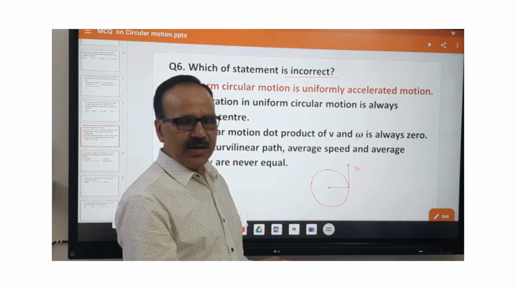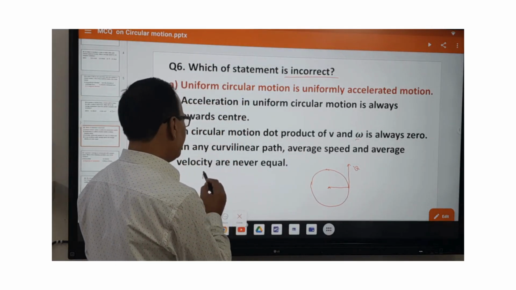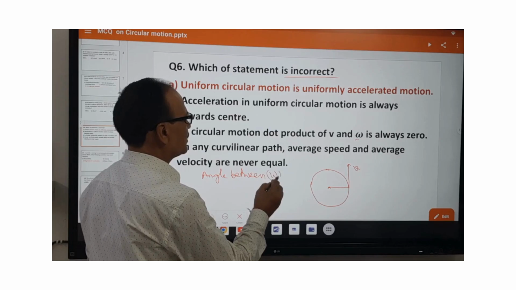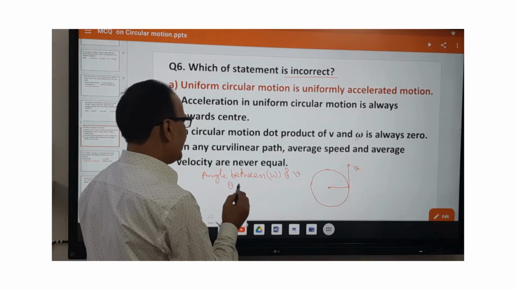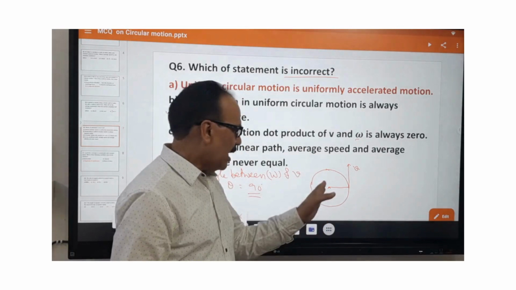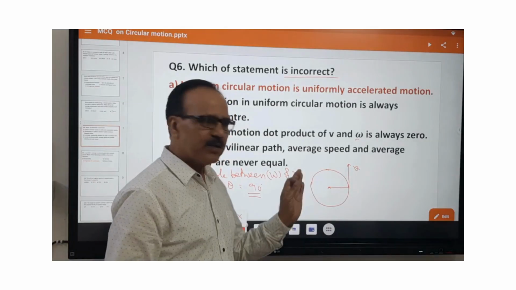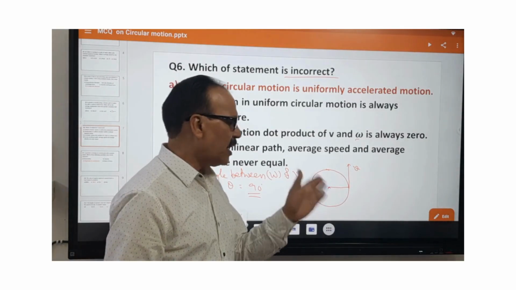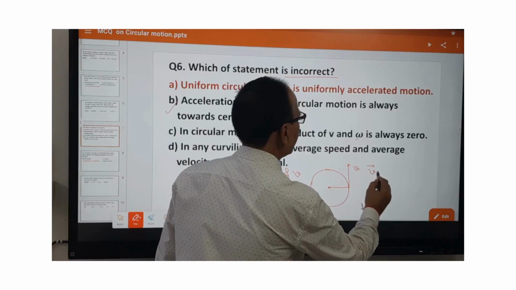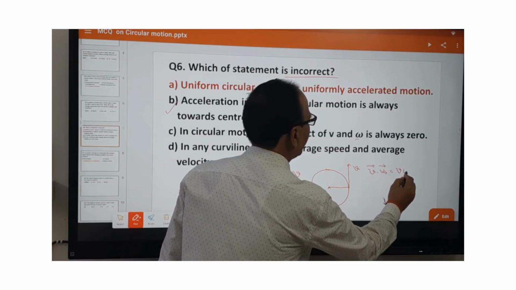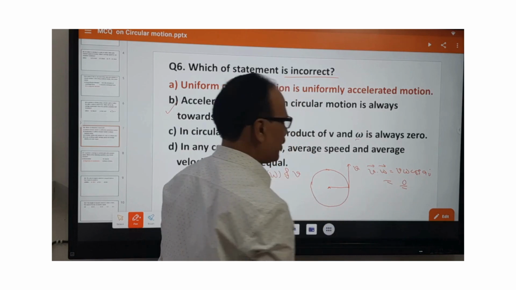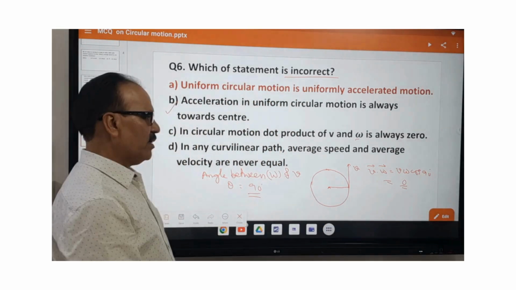Therefore, the angle between omega and V, theta, is always 90 degrees. V lies in the plane of the circular path, and omega lies perpendicular to the plane contained by the circular path, inward or outward. Therefore, dot product V dot omega is equal to V omega cos 90 degree. Cos 90 degree is equal to 0. Therefore, the dot product of linear velocity and angular velocity will always be 0.